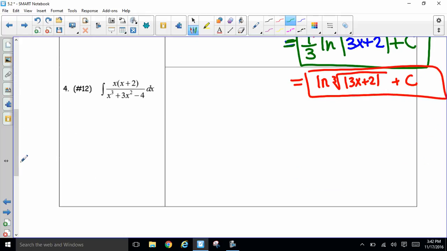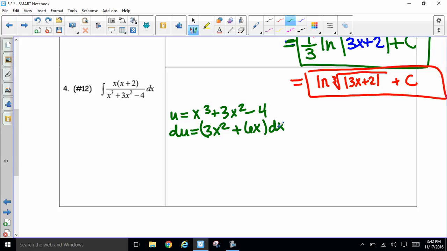If we let u be the denominator, then u equals x cubed plus 3x squared minus 4. So du equals 3x squared plus 6x, all of that in parentheses, times dx. Okay.